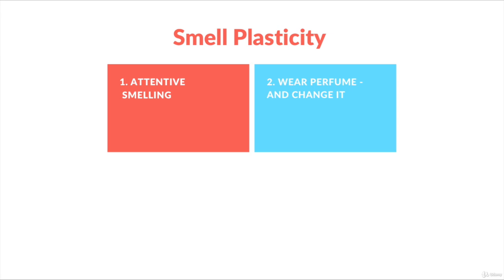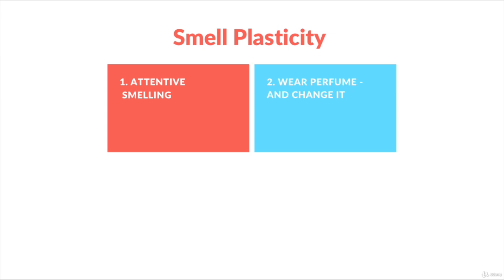So, 2 quick exercises that you can implement on a daily basis to improve it. First and foremost, attentive smelling, or smelling with a sense of consciousness, being aware of what you're smelling. The next time you put shampoo on your head, you're not just feeling yourself rinsing your hair, but also smell the shampoo and smell the body wash. When you're making food, smell the food before you eat it.